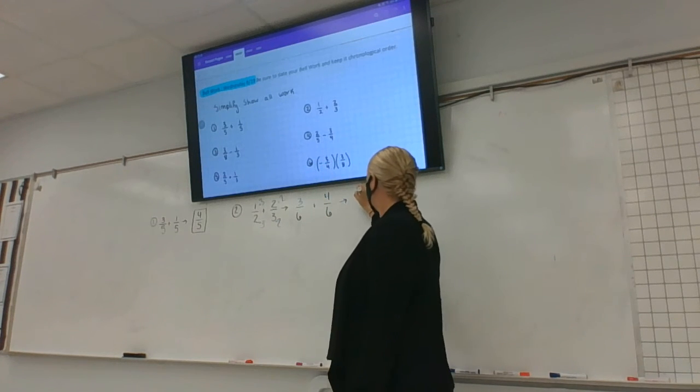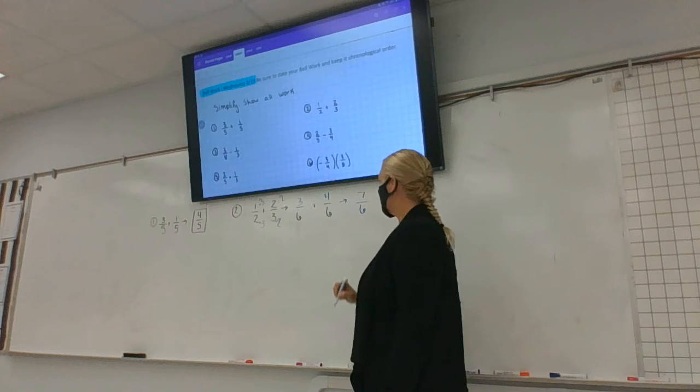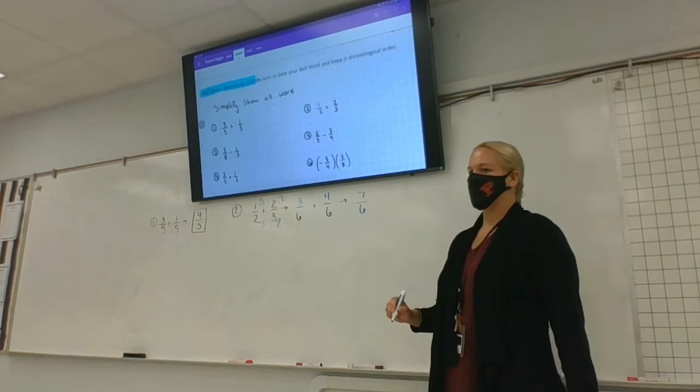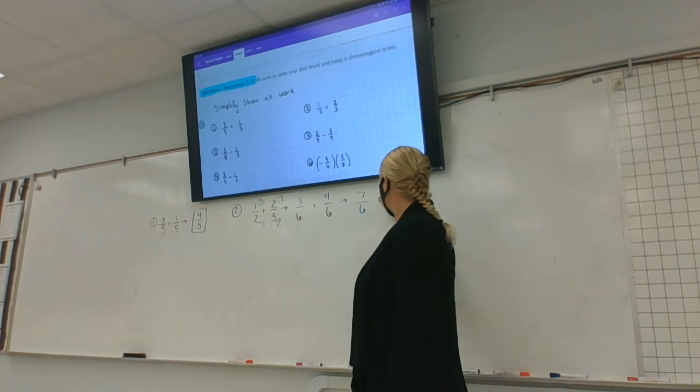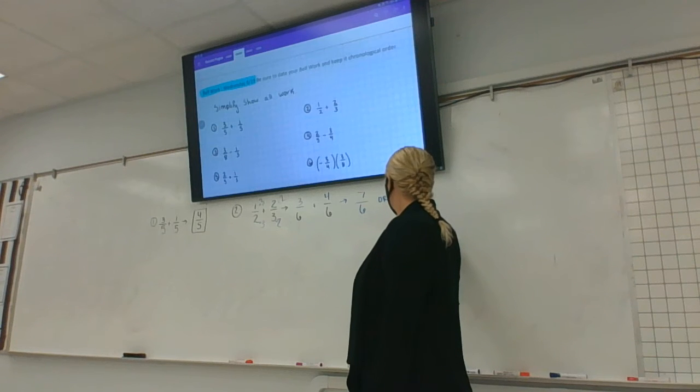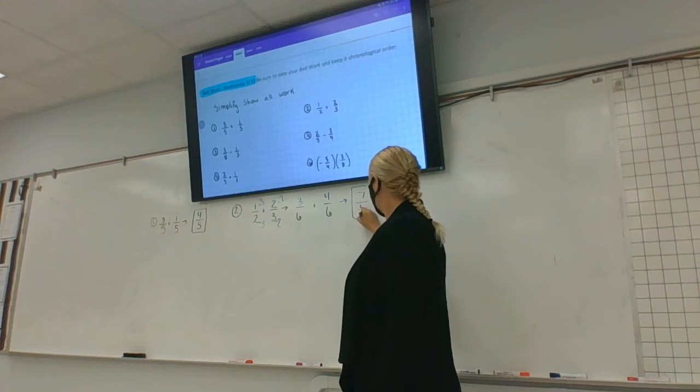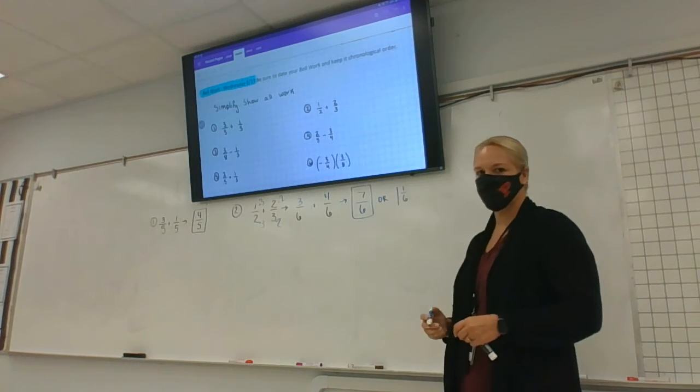Now that I have a common denominator, I'll add across the top and get 7 over 6. And a lot of you like to write that as 1 1/6, and that's good. I'm going to keep my improper fraction.